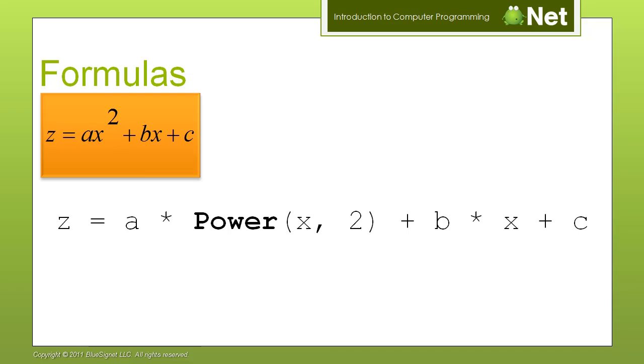Now let's take a look at a little bit more of a fun formula here. I believe this is a quadratic formula, or a quadratic equation. Right, this is a quadratic equation where you have ax to the power of 2 plus bx plus c.